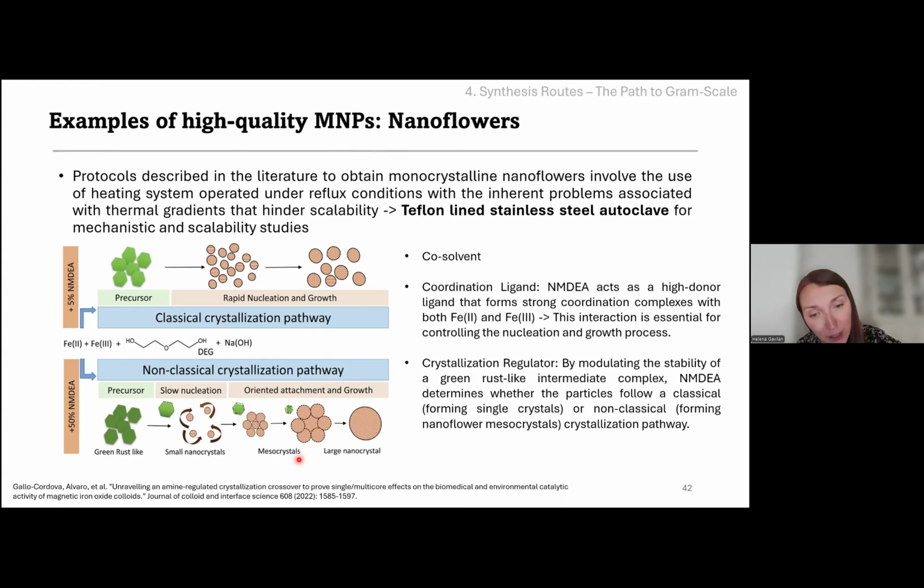Of course, if you keep on heating this system, in the end, you would obtain a large nanocrystal. So keep in mind that the use of this amine is crucial in obtaining the nanoflowers and that it regulates the crystallization process. So if we want to obtain a non-classical crystallization pathway, you use this amine.